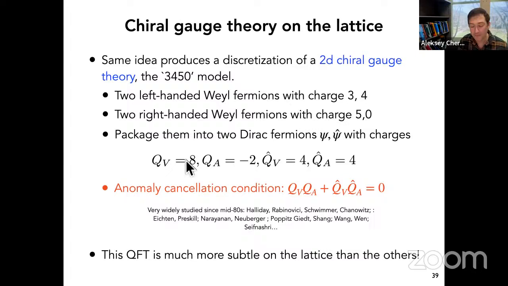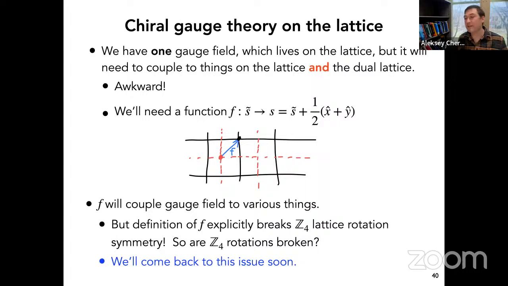So the thing that we're going to have to deal with, that leads to a lot of the subtleties, is that we have one gauge field, which lives on the lattice, but it's going to need to couple to things that live on the lattice and also on the dual lattice, because we have both vector and axial charges. That's really awkward. So to make this work, we're going to introduce a function that's going to take us from, for example, sites in the dual lattice to sites on the original lattice. Okay, so here's how the function is defined, and you'll see in a second how we use it. It's going to allow us to couple the gauge field to the things it needs to couple to.